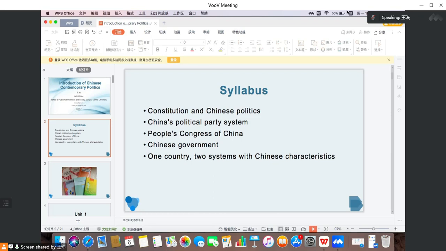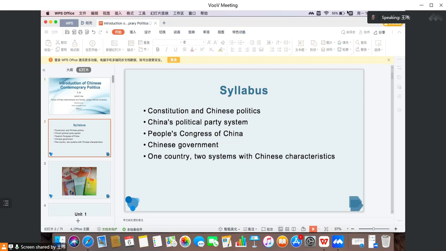In the 1950s, we were fighting the Americans. A real war. It was named the Korean War. It happened around 1955. And there were other political campaigns domestically in China.